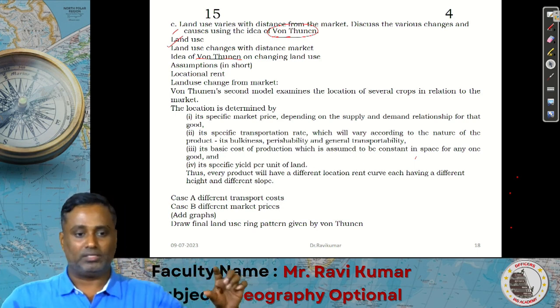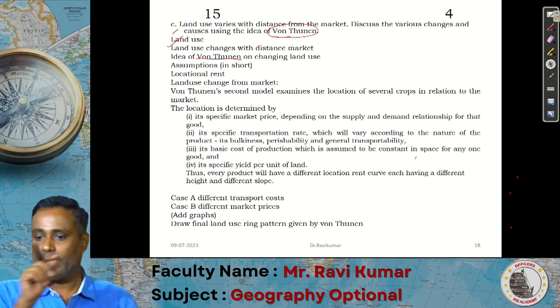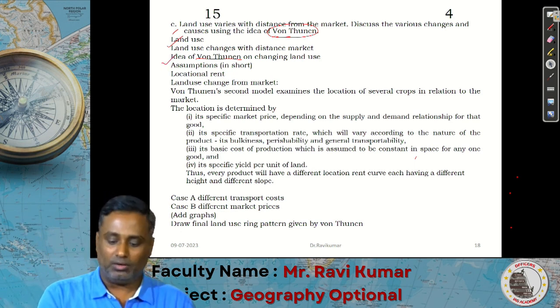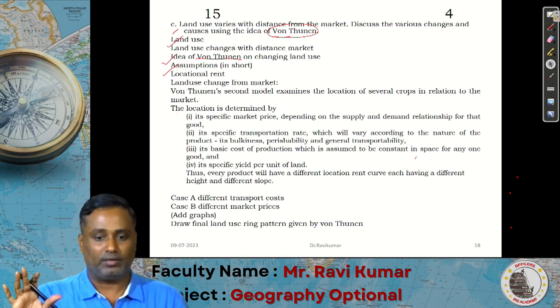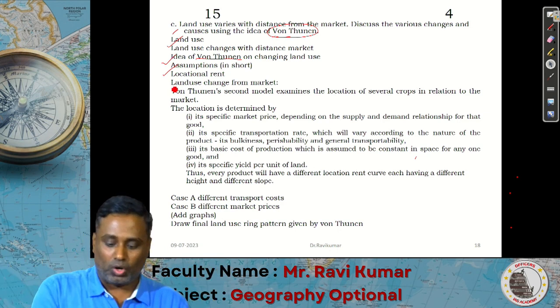Fill it in everything, because that is not a part of the question. But we have to mention it before writing the theory. Just make it short, in one single paragraph, with all the assumptions, and go into the concept of locational rent. Explain what locational rent is. Don't draw any graph here.